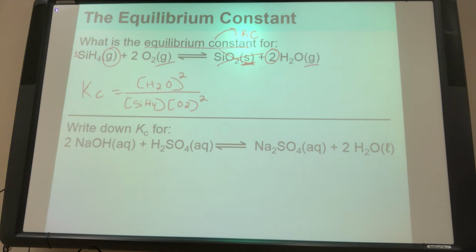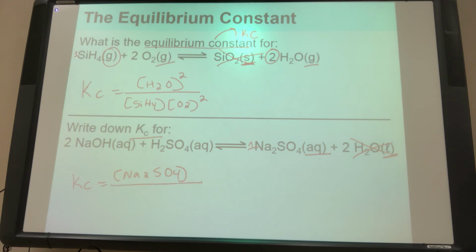All right, next one, write down Kc. So I gave you the symbol for equilibrium constant here. Kc is equal to aqueous, that counts. So I write it down, Na2SO4. It's to the 1. Next one is a liquid. It's water. It's all in aqueous stuff. I don't include my pure water because it's the solvent. Everything's in water, so I ignore it.